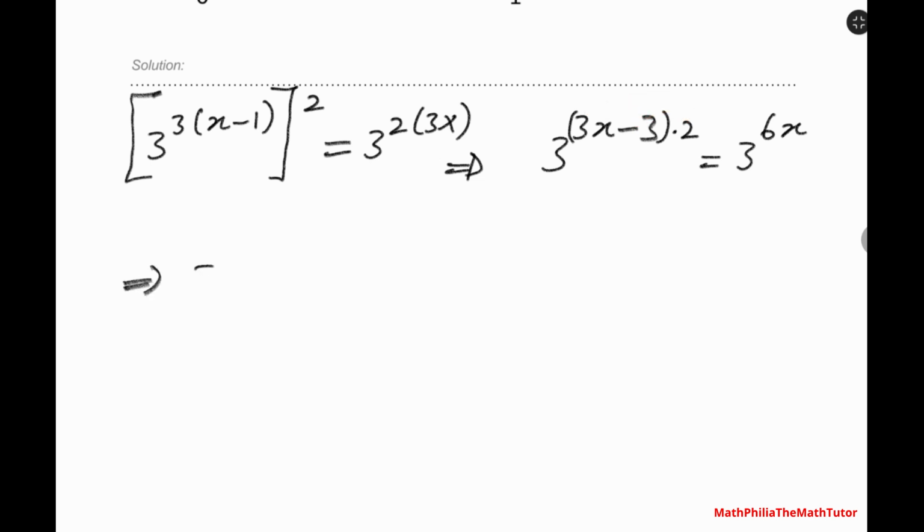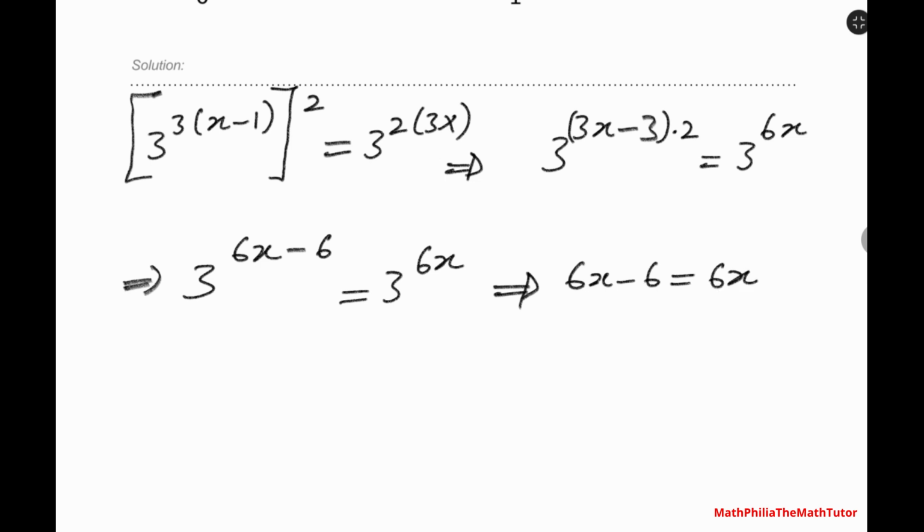So this is 3 raised to the power of, well, 2 multiplied by 3x is 6x, okay? And then 2 multiplied by negative 3 is negative 6. This is equal to 3 raised to the power of 6x. Again, the bases are the same, 3, 3. We go ahead and equate the powers, that is, this exponent here equal to this. So we have 6x minus 6 is equal to this.